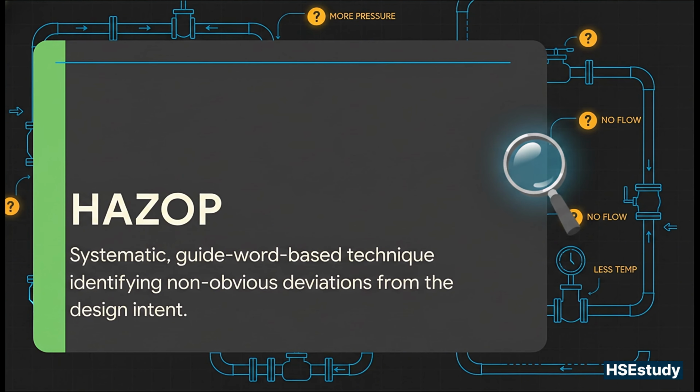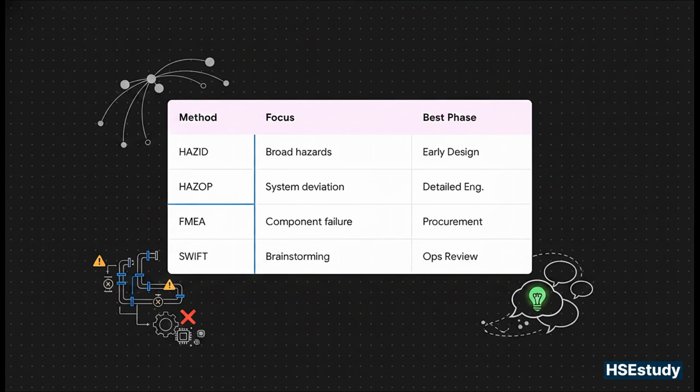This is an intense, systematic technique where engineering teams investigate discrete nodes or specific sections in a process piping system. They apply specific guide words like no, more, less, or reverse to parameters like flow or temperature. So they'll ask, what exactly happens if there is more pressure in node A? It forces the whole team to uncover hidden system-level vulnerabilities that your standard checklist would just completely miss.